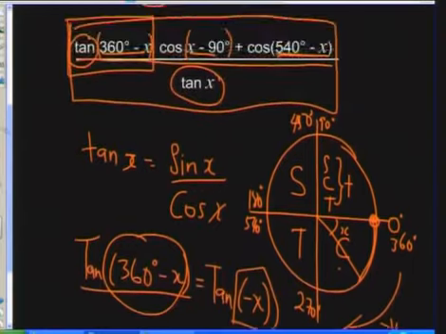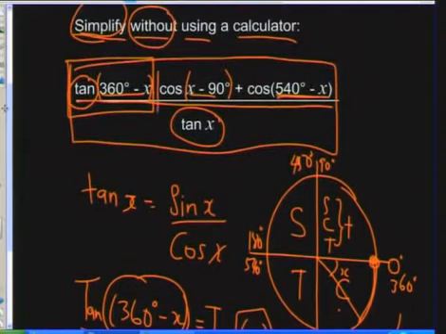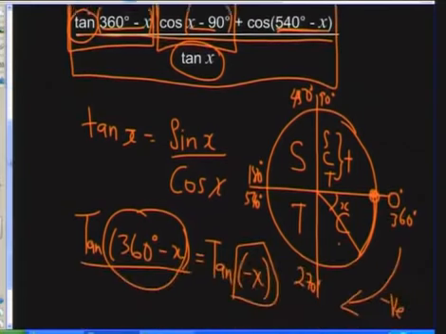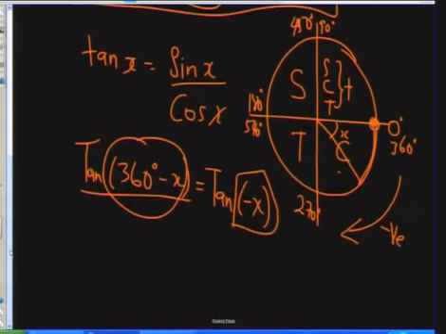The next one in our problem is cos of x minus 90 degrees. Cos of x minus 90 degrees. Let's just write that down.